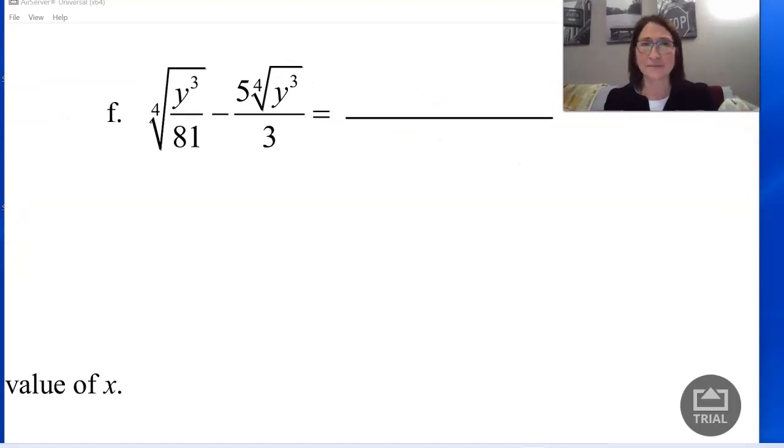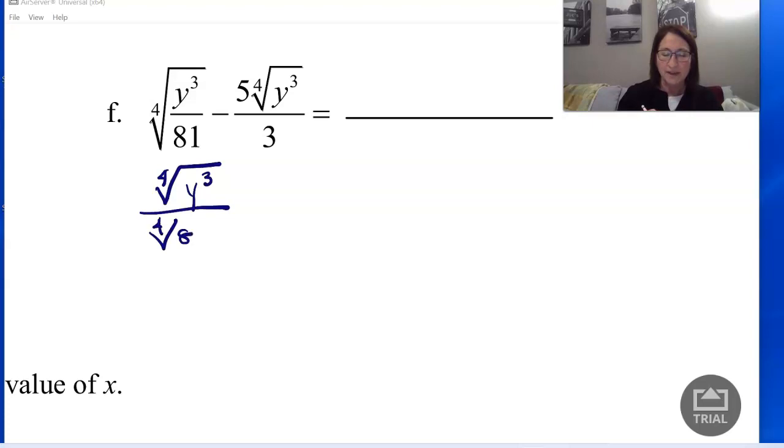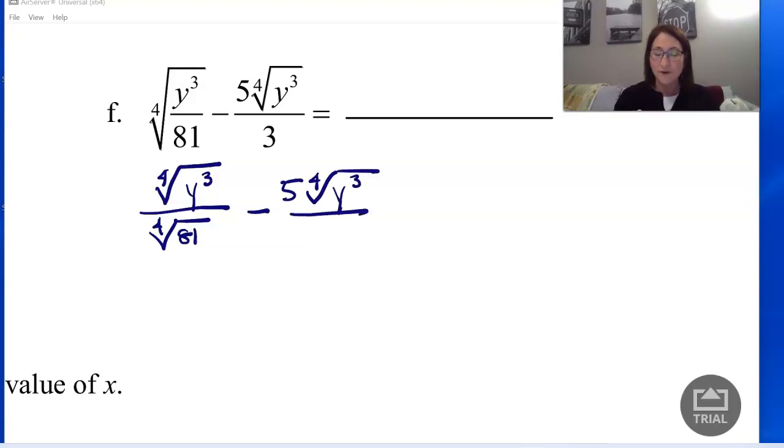Okay, let's look at f. Wow, we got fractions in here. It's okay. Not a big deal. It doesn't look like anything matches up. However, remember how I showed you you can separate a fraction into the top and the bottom. So let's do that. Let's take the 4th root of y cubed over the 4th root of 81, minus 5 times the 4th root of y cubed over 3.